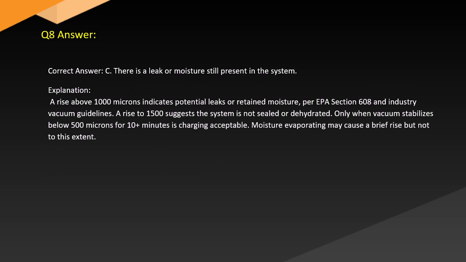Answer. Correct answer: C. There is a leak or moisture still present in the system. Explanation. A rise above 1000 microns indicates potential leaks or retained moisture per EPA Section 608 and industry vacuum guidelines. A rise to 1500 suggests the system is not sealed or dehydrated. Only when vacuum stabilizes below 500 microns for 10 plus minutes is charging acceptable. Moisture evaporating may cause a brief rise, but not to this extent.